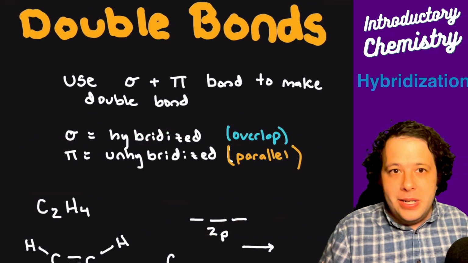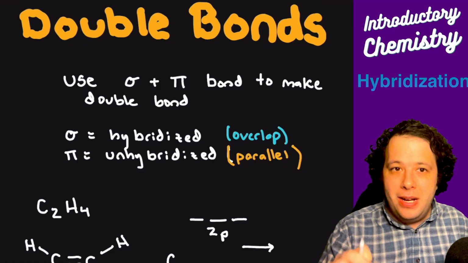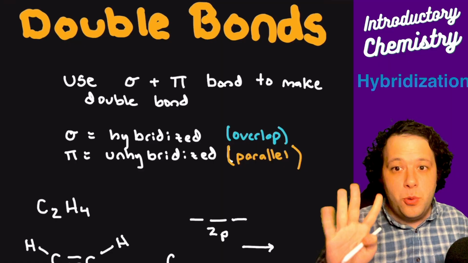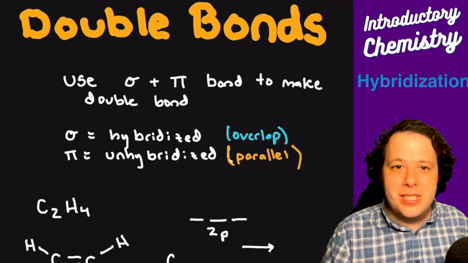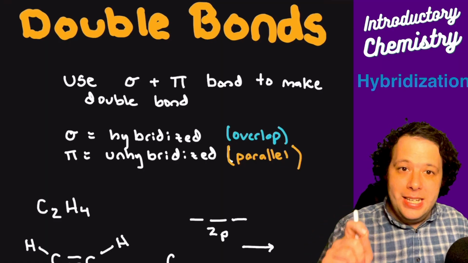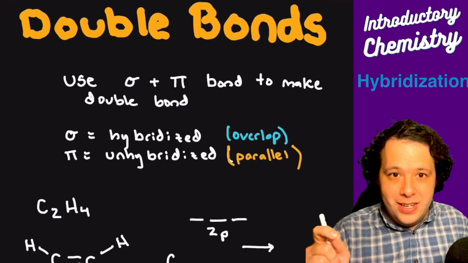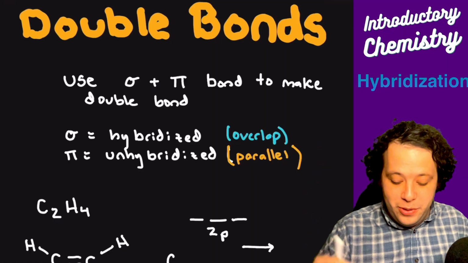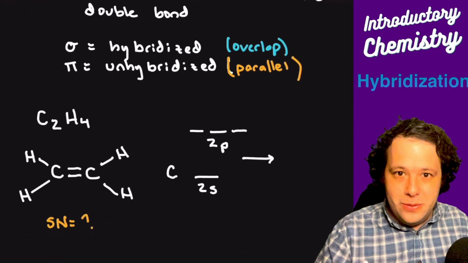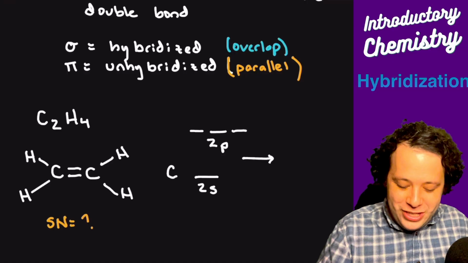All right, double bonds. Whenever we do a double, it has to be a sigma plus a pi bond to make a double, right? It's 4 electrons, so we need 2 orbitals to house those 4 electrons. Remembering, sigma is hybridized. Whenever we do pi, it's unhybridized. And pi has to be parallel, sigma is overlapped. Okay, so that really matters when you're drawing them, meaning drawing the real shapes.